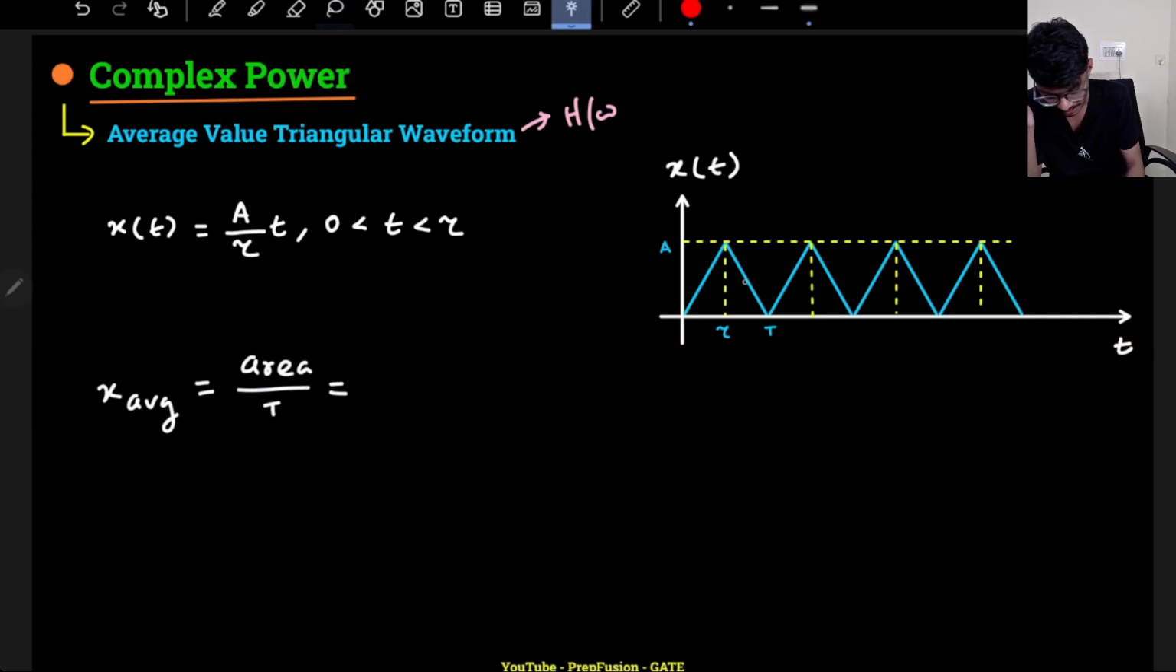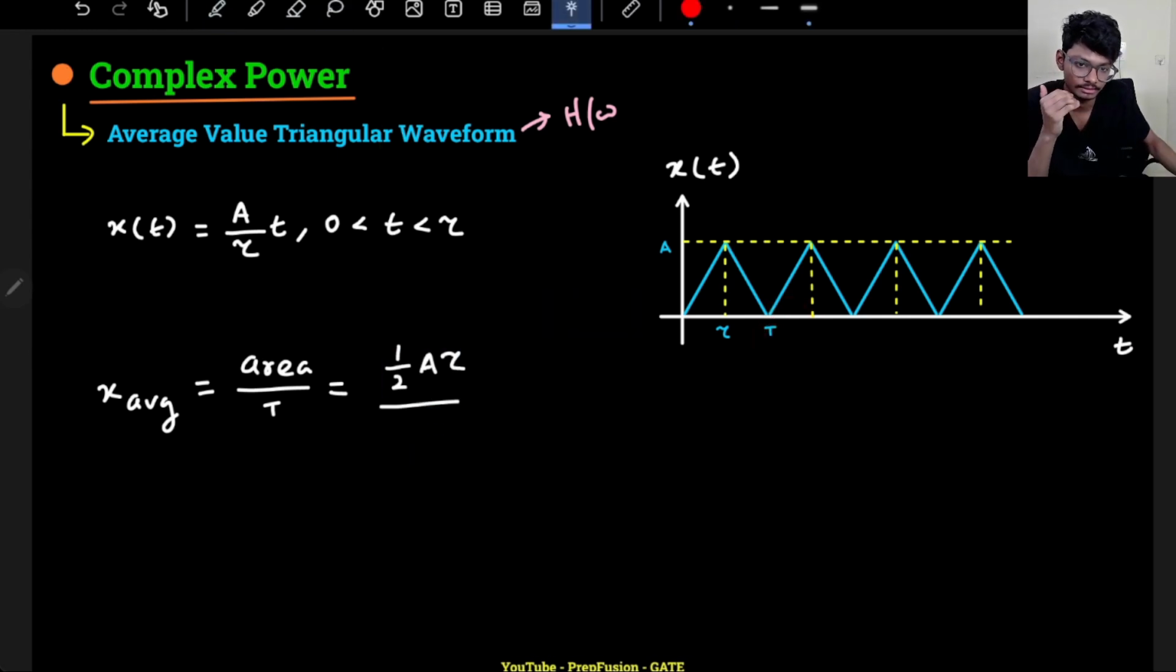Area is half base into height. Base is tau, height is A. So it is half A tau divided by the time period. What is the time period here? So right, time period is T.